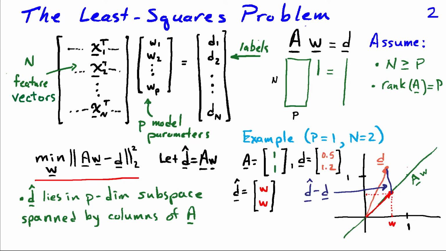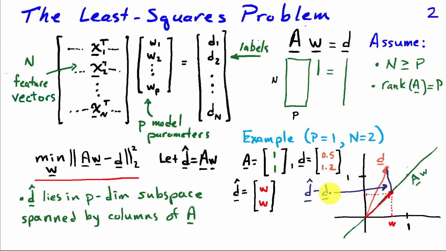Now let's look at some simple geometry in the case where p is 1, trying to solve for one parameter, and n is 2. This is nice because we can draw it. So let's suppose that A is 1, 1, so that's a 2 by 1 vector. D is 0.5, 1.2, just for illustration. So if I look at D hat, which is A times W, W is going to be a scalar in this case. At D hat, it's going to be W, W. So any vector D hat is going to lie along this line that has slope 1. This line is a set of all points of the 1, 1 vector times a constant W.